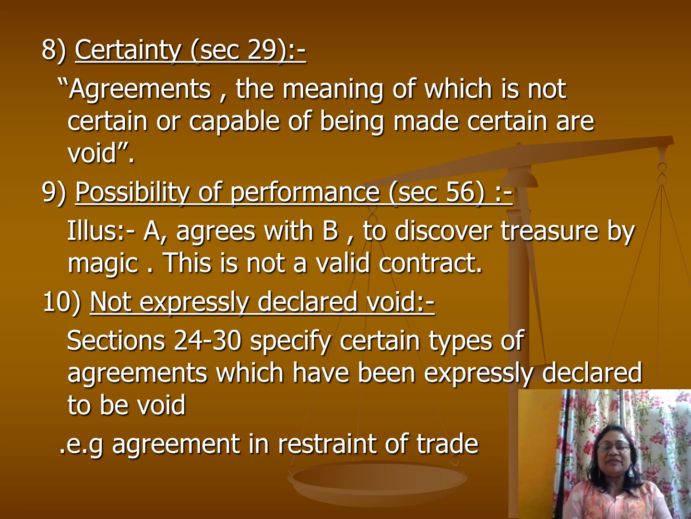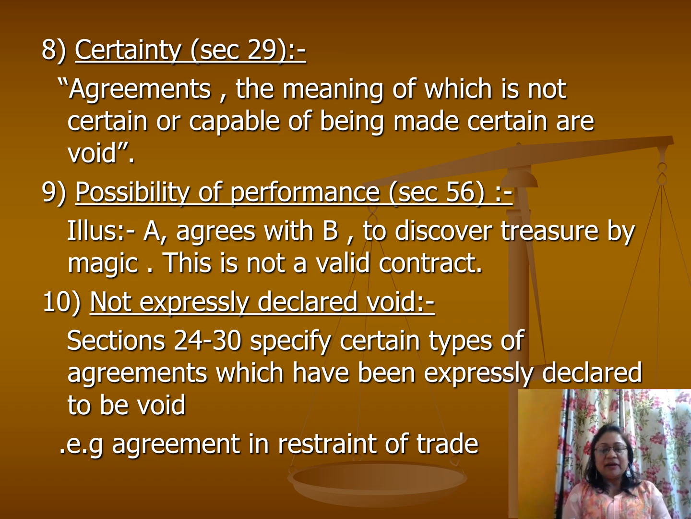The ninth point is possibility of performance. So you can see by way of illustration, A agrees with B to discover treasure by magic, and this is not a valid contract due to the fact that it is impossible to perform such an agreement.